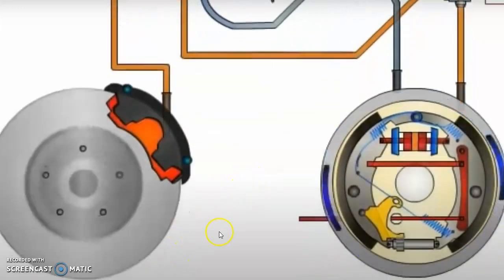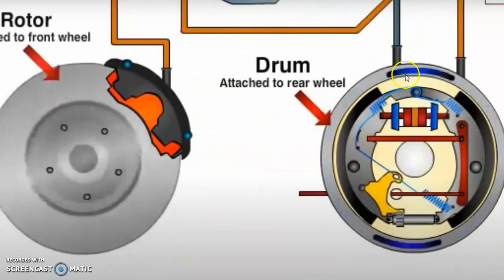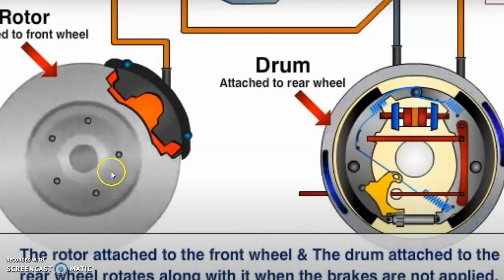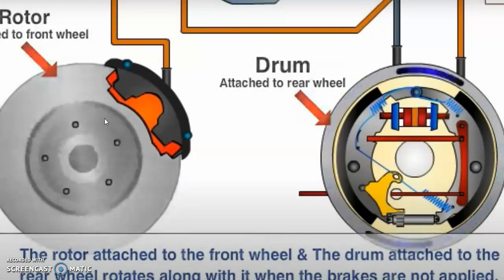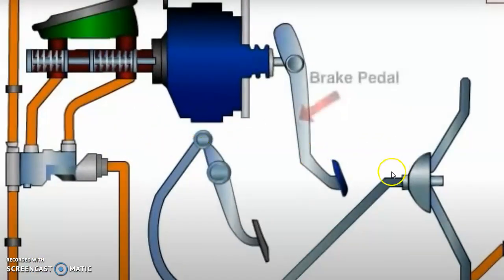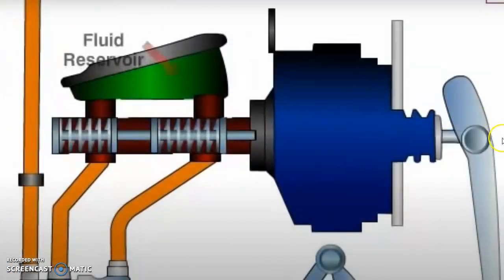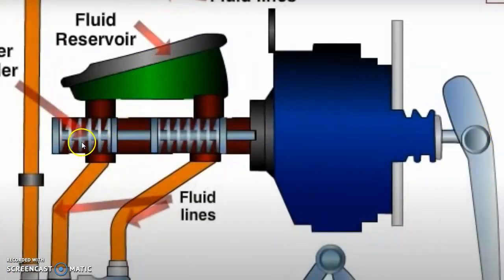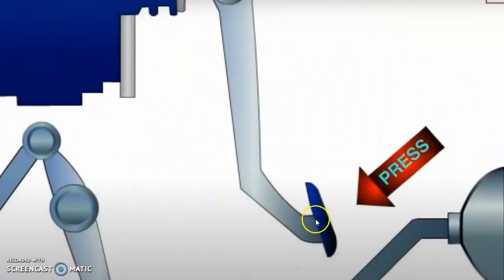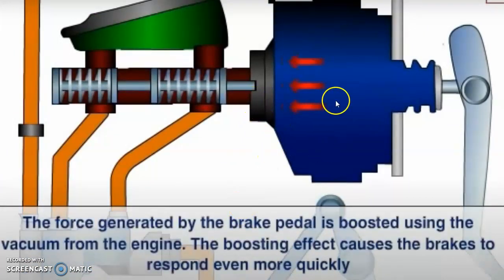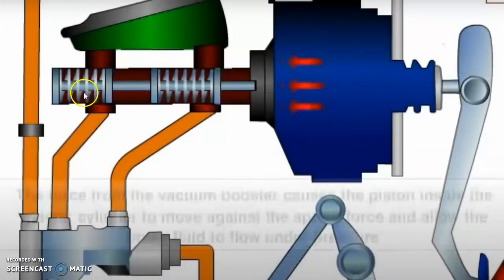Now the wheels are rotating. Here it is a drum brake, and here it is a disc brake. Let us assume that the car is running at present. Now, as far as the working is concerned, we have a brake pedal and a brake booster here. This is the master cylinder spring, and when the driver depresses this pedal, due to the pedal lever force, the master cylinder piston moves against the force of the spring.